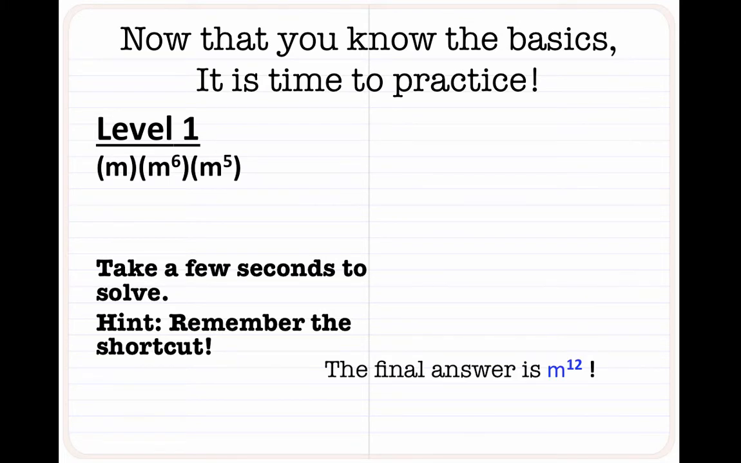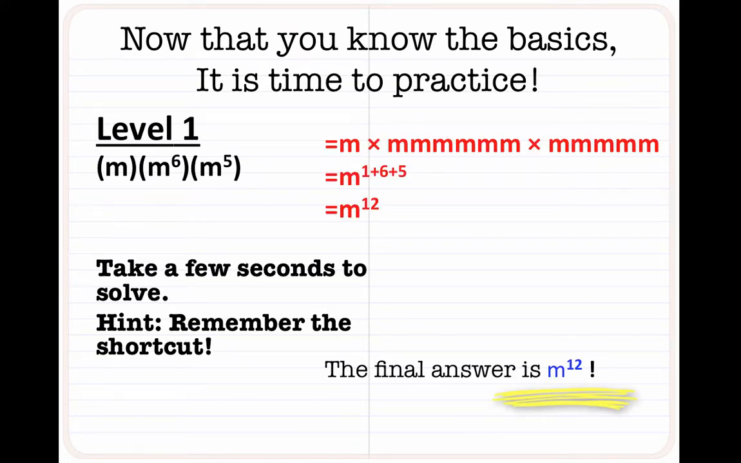The final answer is m to the 12th power. So, m times m to the 6th times m to the 5th is m to the power of 1 plus 6 plus 5, which in the end is m to the 12th power. So if you got that right, hooray, you're becoming an expert.